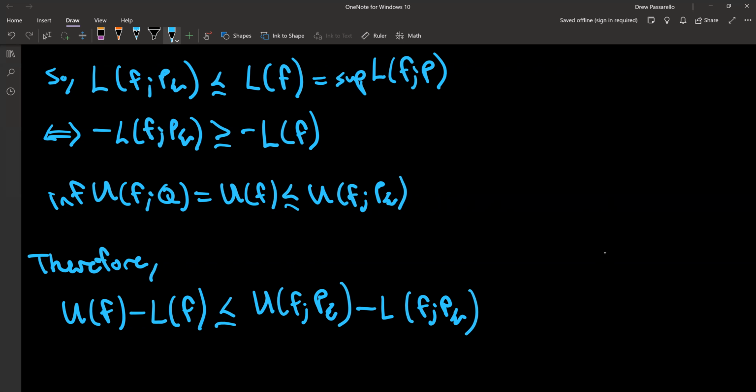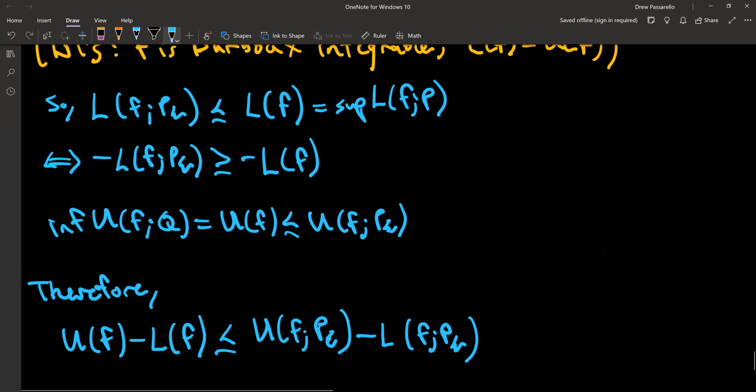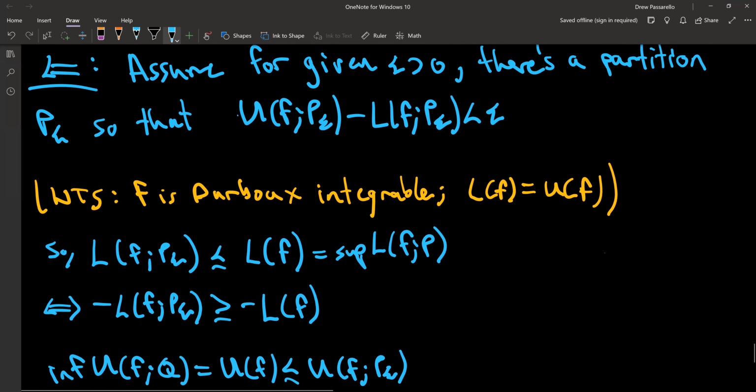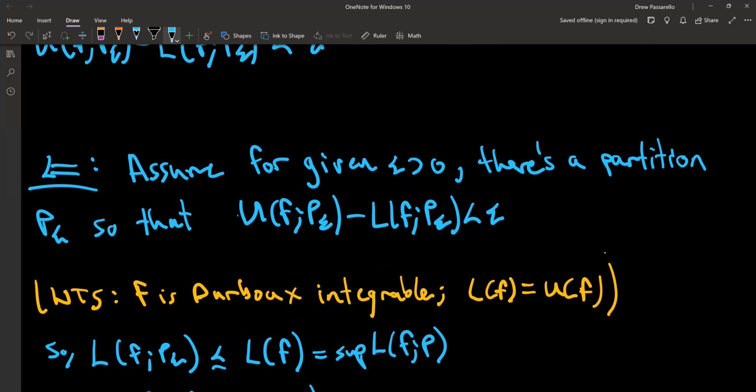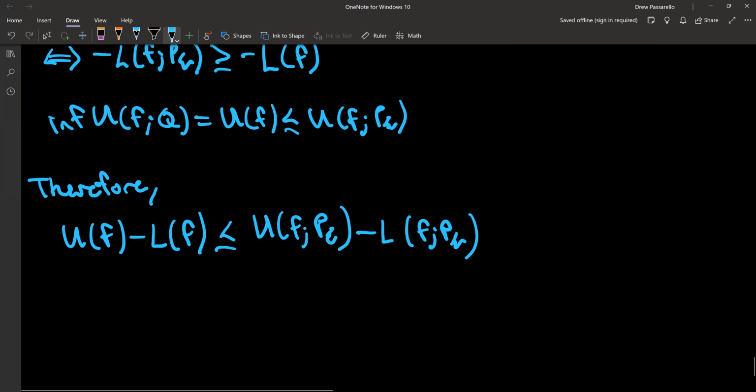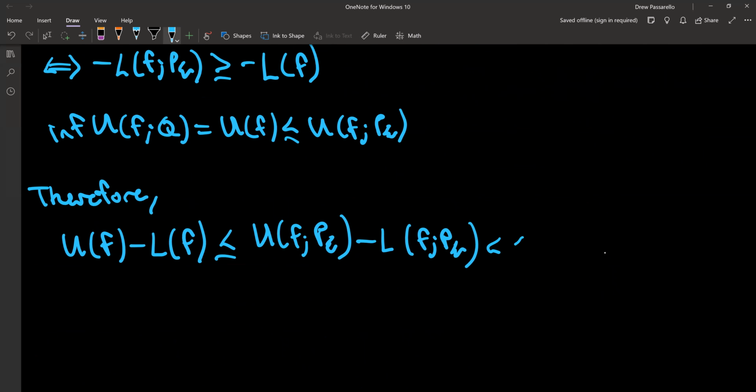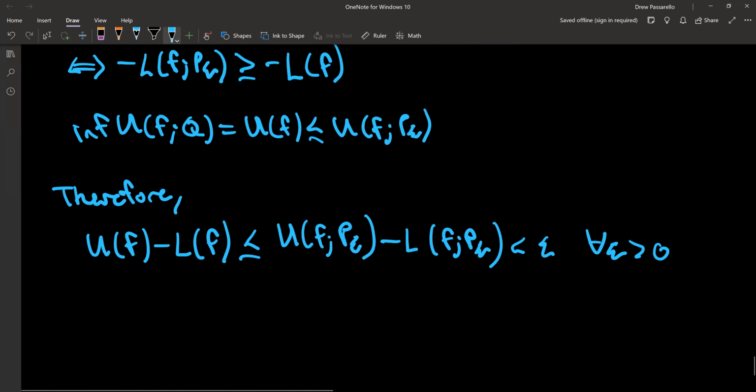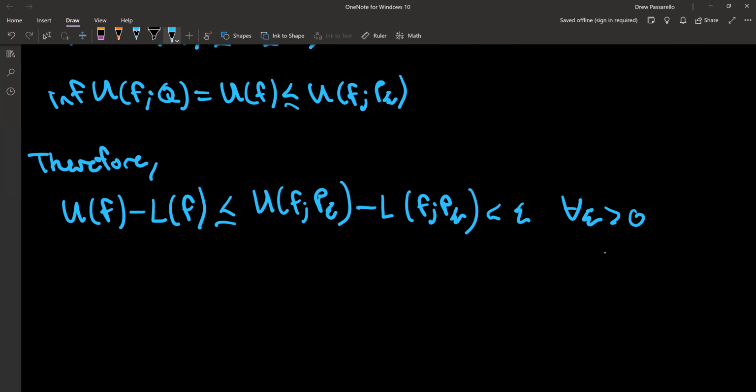And we already know that this entire thing, the upper sum minus the lower sum, we're assuming that's already less than epsilon, for all epsilon greater than 0. And so we have the upper sum minus lower sum is less than epsilon for all epsilon.